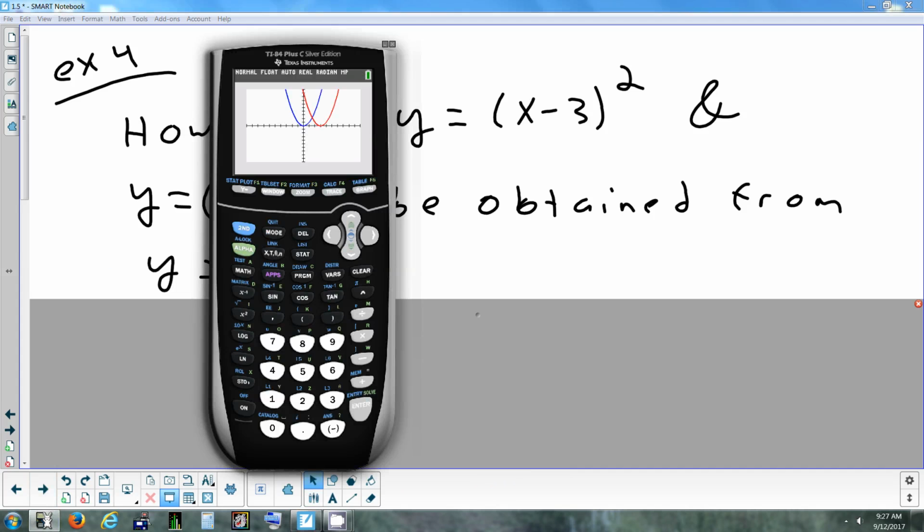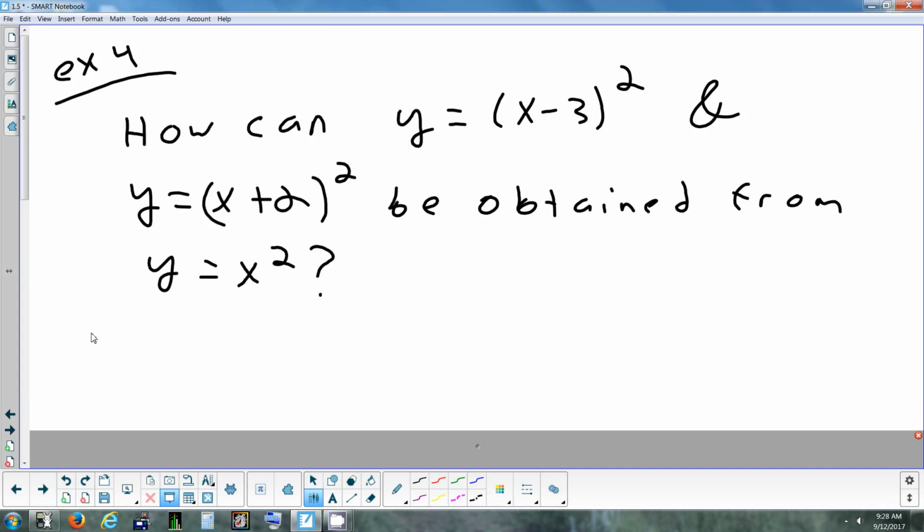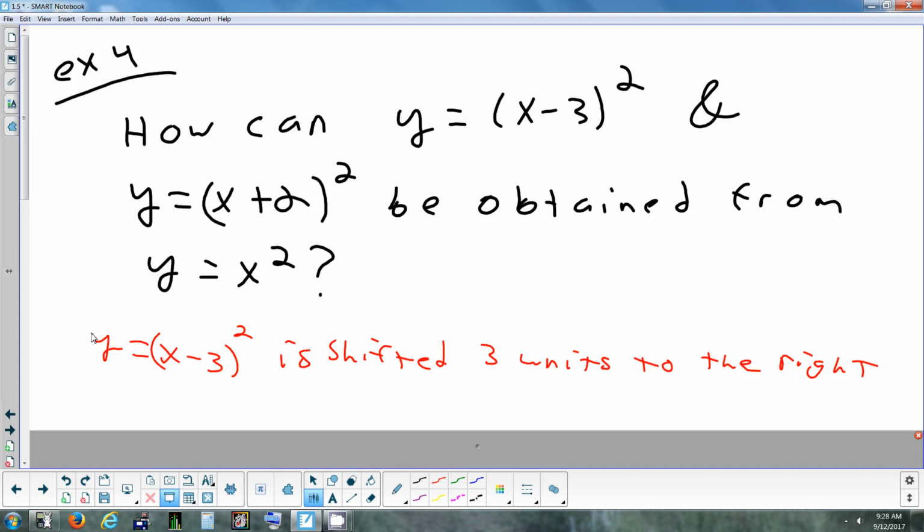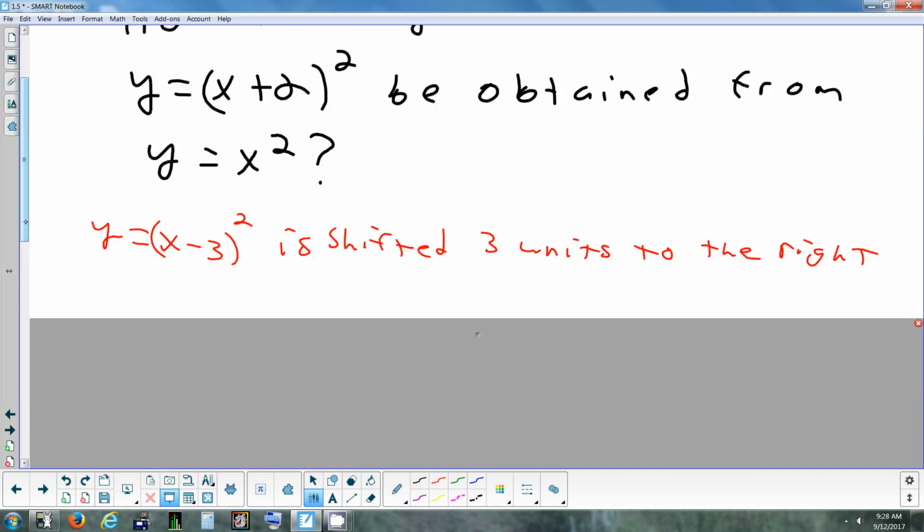And that's going to be kind of something we have to deal with when we do horizontal shifts all year. It does the opposite of what you would expect. Okay? So the way I look at it is I look at the number after the minus sign. And I say that's a 3. Just looking at the number after the minus sign, it's going to shift 3 units to the right. All right? So we just got to kind of get used to that. So y equals x minus 3 squared shifted 3 units to the right of y equals x squared.